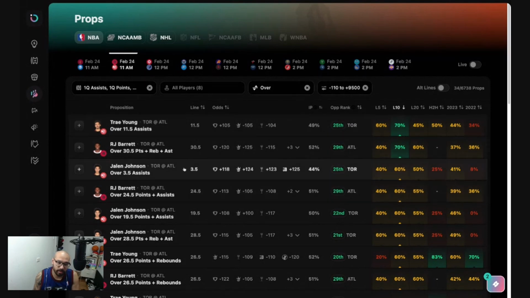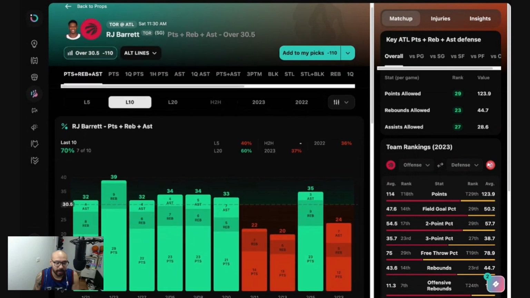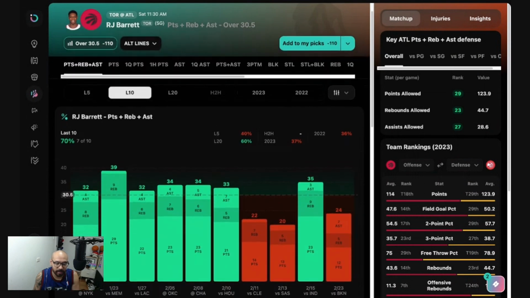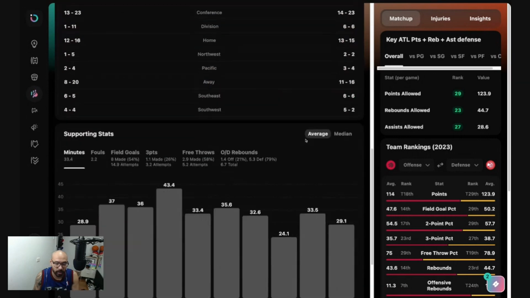But looking through this, what else do we see? RJ Barrett, we can see that he's over in his points, rebounds, and assists. He's hit at a 70% hit rate. So let's start there. RJ Barrett, he's hit this in 7 out of his last 10. He only had 24 in his last game against the Brooklyn Nets. 7 assists, which is strong. 5 rebounds, that's average. His points totals were down, though.